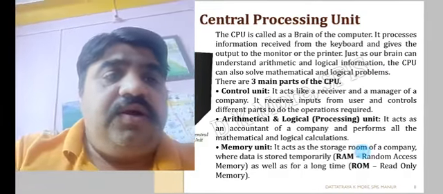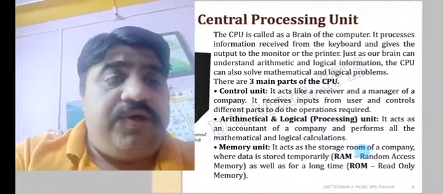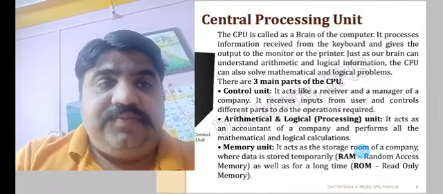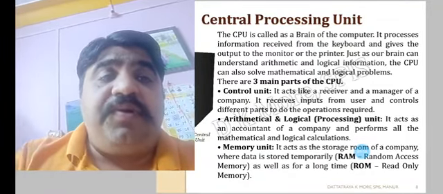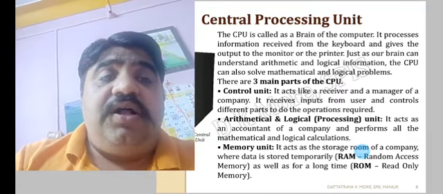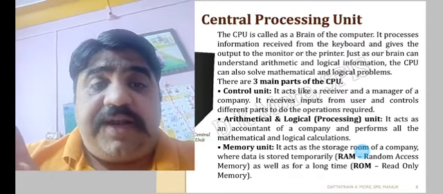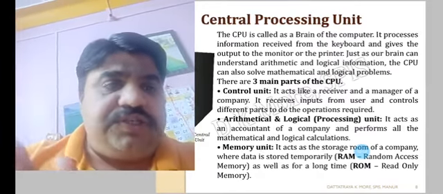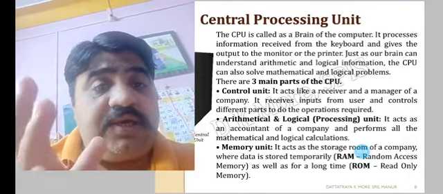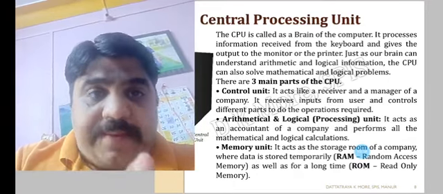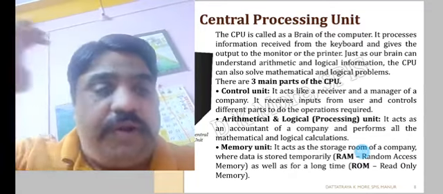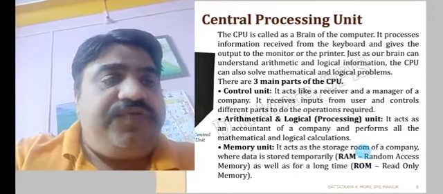Just as we have seen, once again I want to give a little information about it. The control unit acts like a receiver and a manager of a company. It receives input from the user and controls different parts to do the operations required. Then the arithmetic logic unit does the arithmetical or mathematical operations and logical decisions. The memory unit acts as a storage room of a company where data is temporarily stored by RAM, random access memory, and for a long time by ROM, read only memory. So there are two different types of memory here.